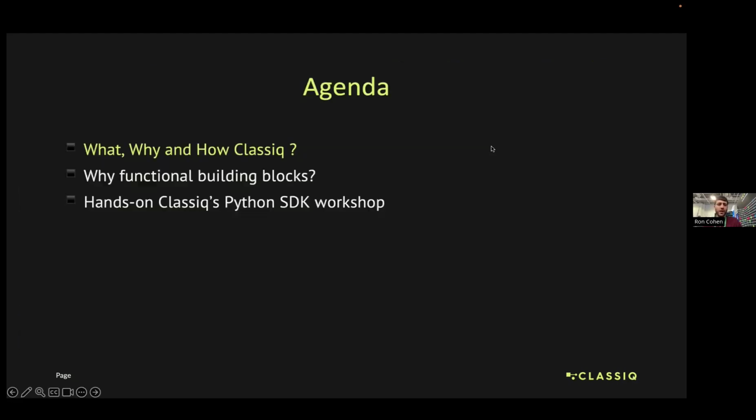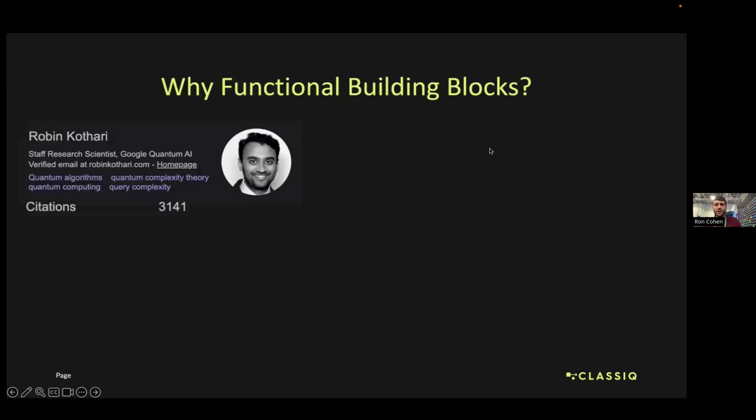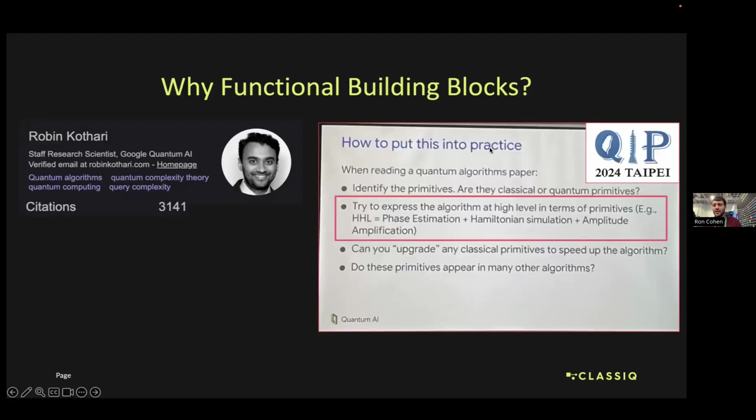So we understood what, why, and how Classiq, and now let's talk about why functional building blocks. Just as a motivation, in the same conference, this guy said how to put into practice. When you read a quantum algorithm paper, you identify primitives. So how do I implement these primitives?